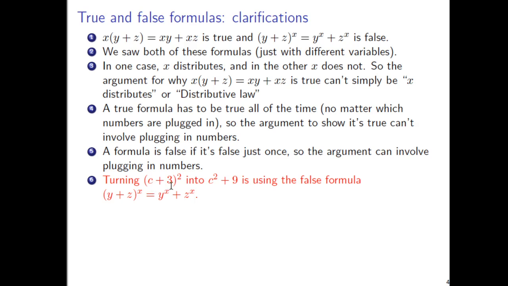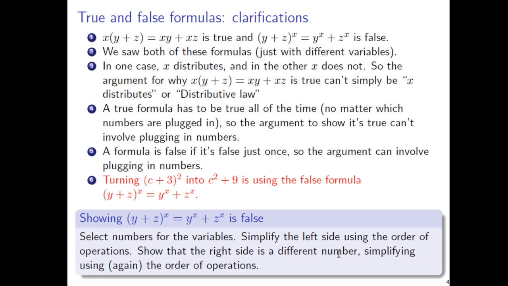Turning c plus 3 quantity squared into c squared plus 9. This to me is somebody applying this exponent of 2 to the c and then to the 3. If somebody showed a little more work, they might even write c squared plus 3 squared, but often people even skip the step of showing the 3 squared and just write a 9 instead. This is not a story about how much work is shown. This is a story about the work just being incorrect, right? So this is using the incorrect formula, or the false formula, of trying to distribute the exponent. That can't be done here.